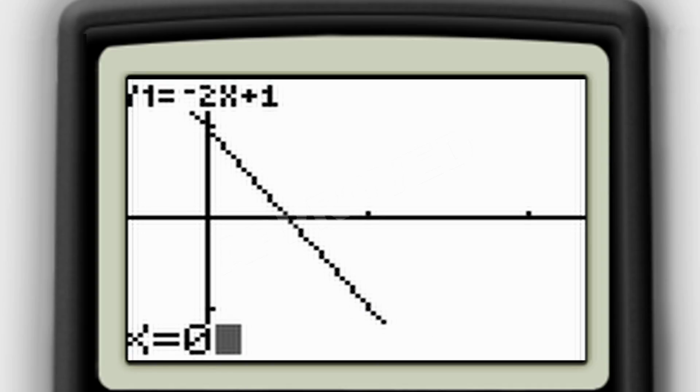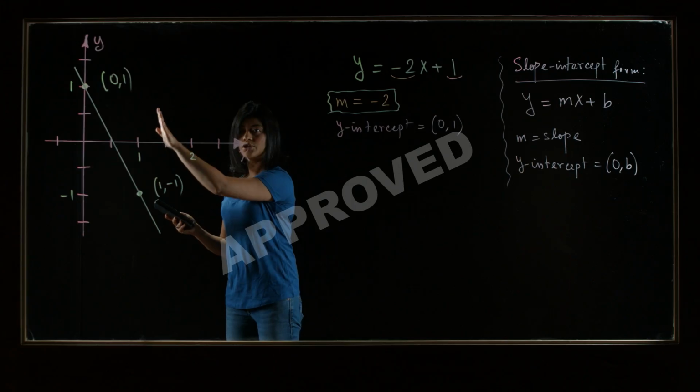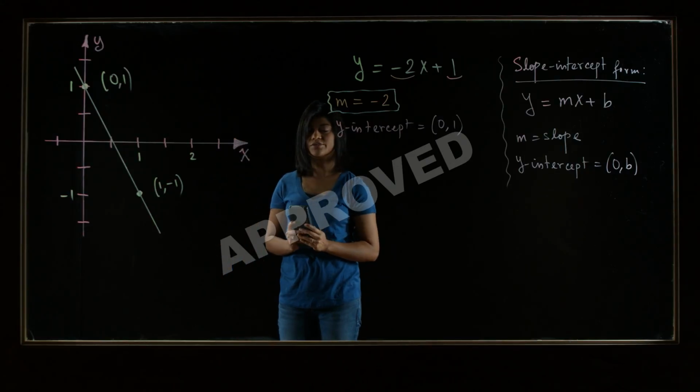So use trace and plug in x equals 0, because we have a point here on our graph, and this y-intercept is 0, 1. So let's plug in x equals 0 and y is 1. So this is a point on the graph. And let's verify this second point. Remember, this point we got using the slope. So let's plug in x equals 1 and y is negative 1. So we do have the correct graph that we verified using the graphing utility.